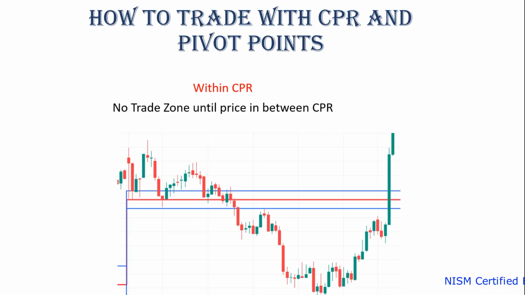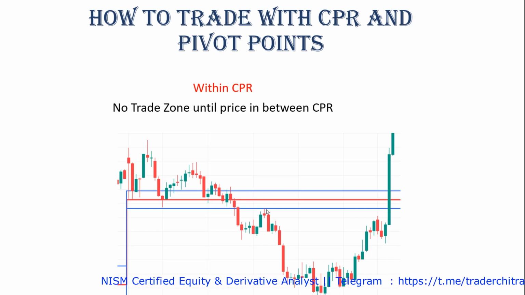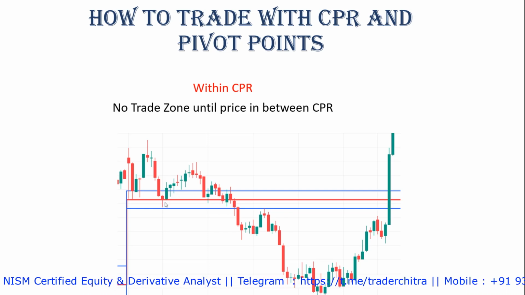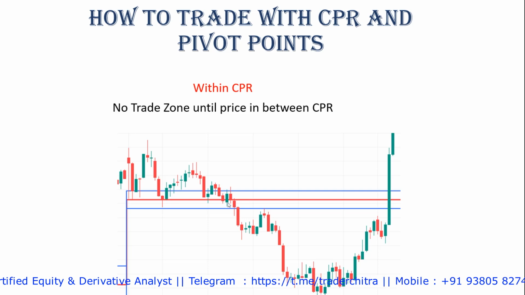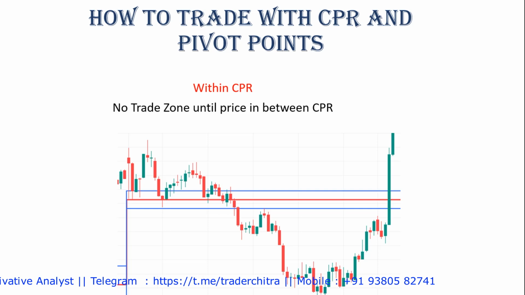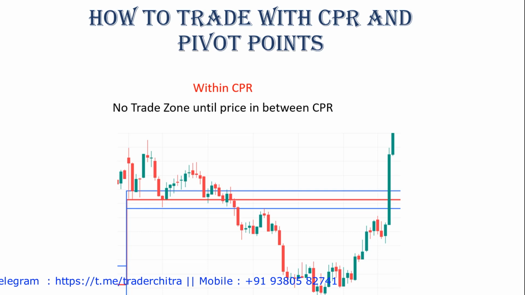How to trade with CPR and the pivot points. Here the central line is the pivot point, this is the TC and this is the BC. TC is the top central level, so this blue line is the top central level and this line is the bottom central level. If the price is in between the CPR, that is between the TC and the BC lines, it is considered a no trade zone. So if the price is within the CPR, we are not supposed to enter into any trade.